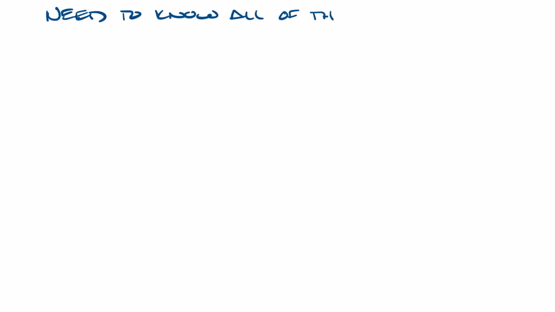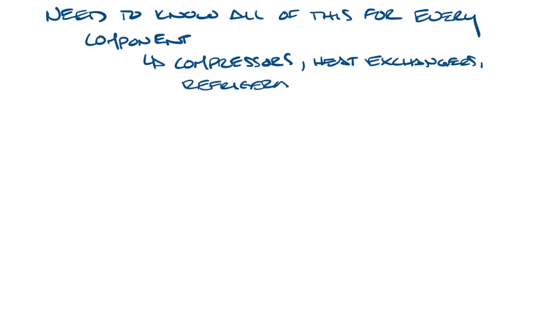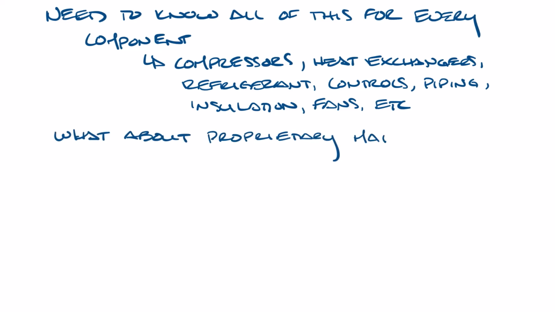You would need to know all of this for the components like the compressor, the heat exchangers, the refrigerant, electronics, controls, piping, insulation, fans, and so on. As you can imagine, this means that the heat pump manufacturer and all their suppliers would need to have this information. And then with this level of detail, there could also be concern about manufacturers who have proprietary or patented materials that they wouldn't want to disclose this level of detail about.